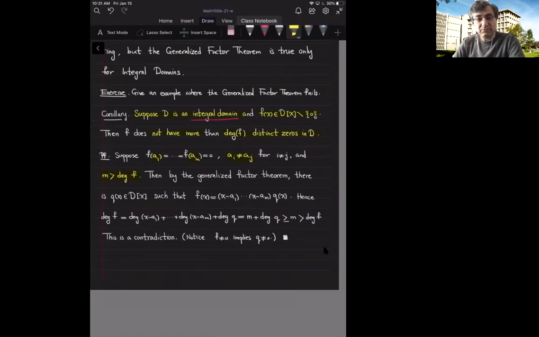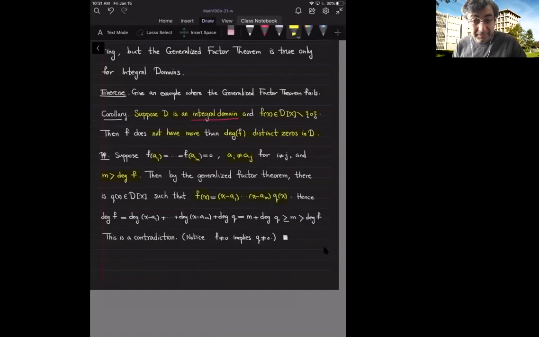The generalized factor theorem immediately implies that f can be written as a product of the factors x minus a sub i's times some other polynomial. So f of x is (x minus a sub 1)(x minus a sub 2)...(x minus a sub m) times this new polynomial q of x, for some polynomial q.